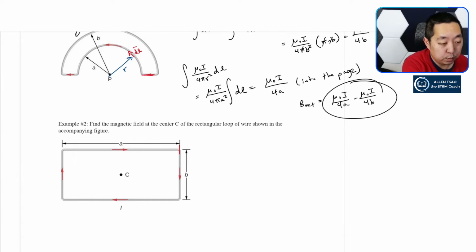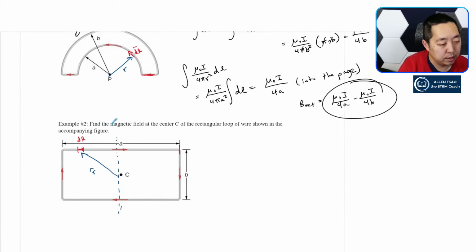So when we're doing this problem here, we find the magnetic field at the center C of the rectangular loop of wire shown in the accompanying figure. Again, we want to take each loop and chop it up into a segment, we'll call it dL. Now the r vector looks like this, but we're not crossing it with r, we're crossing it with r hat. R hat is like a in this direction, but with length basically 0.